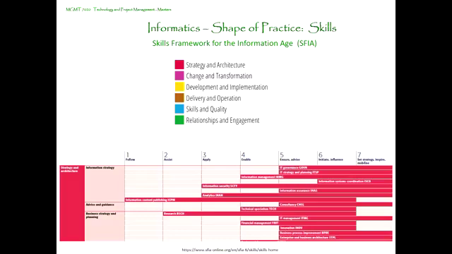Now, SFIA is quite large. I've taken one very small part from the top of SFIA, just to give you an idea of what it looks like. But it might be worthwhile having a look at the SFIA website and just getting a grip on how large the ICT industry actually is and what people do in it. So this is the strategy and architecture part of SFIA, and it's got information strategy, advice and guidance, business strategy and planning. Across the top are the various levels at which a person might be acting.